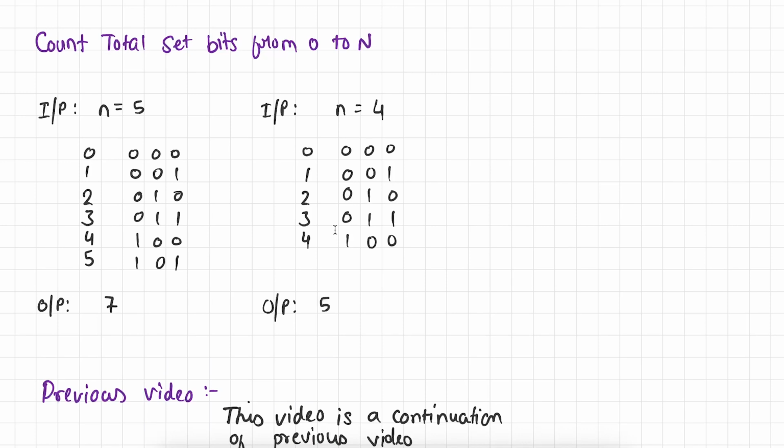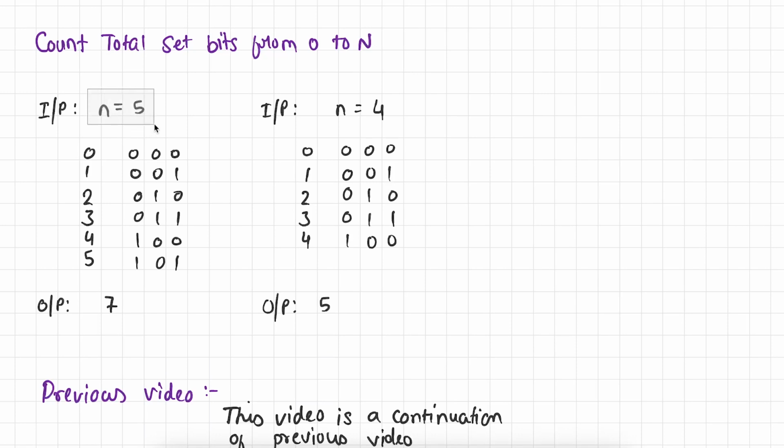So let's get started. Let's see this problem. We are given a number n and our task is to find the total number of set bits from 0 to n. So to understand this problem better, let's see a few examples.